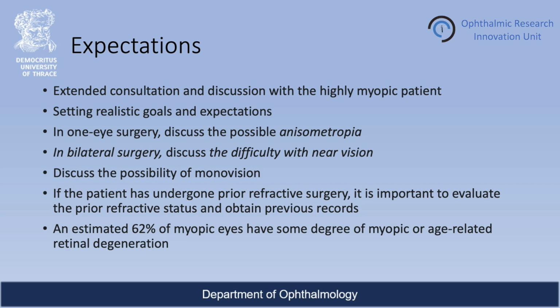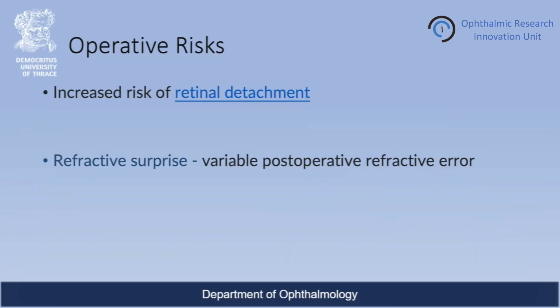If our patient has undergone prior refractive surgery, it is very essential to evaluate their prior refractive status and obtain prior records to avoid any possible refractive surprise. Additionally, we must always keep in mind that about 62% of myopic eyes have some degree of myopic or age-related retinal degeneration. The most common operative risks are the retinal detachment and the refractive surprise, meaning the variable postoperative refractive error which we could not anticipate.